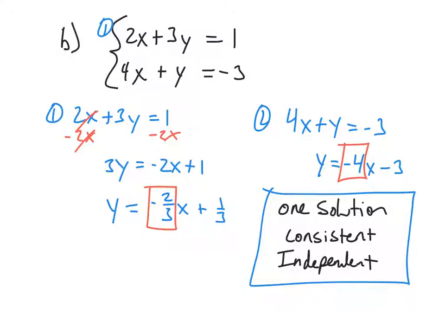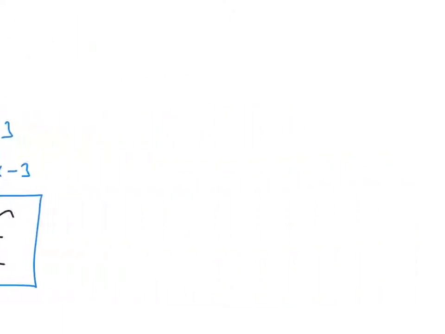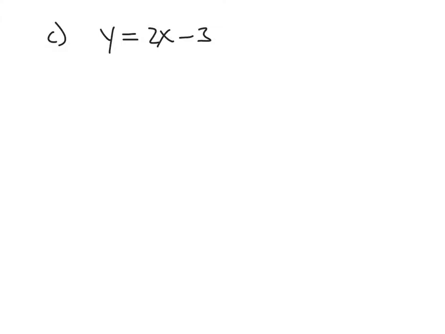Questions on example B? So then, the same lines, does that mean the same exact line? If the same line means same exact everything, it's literally the exact same line. All right, let's try example C here. C says y equals 2x minus 3 and 6x minus 3y equals 9.